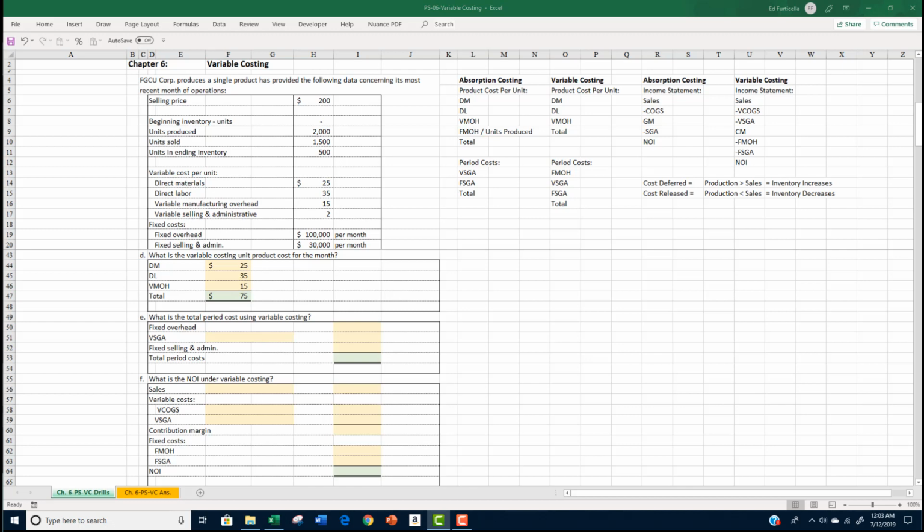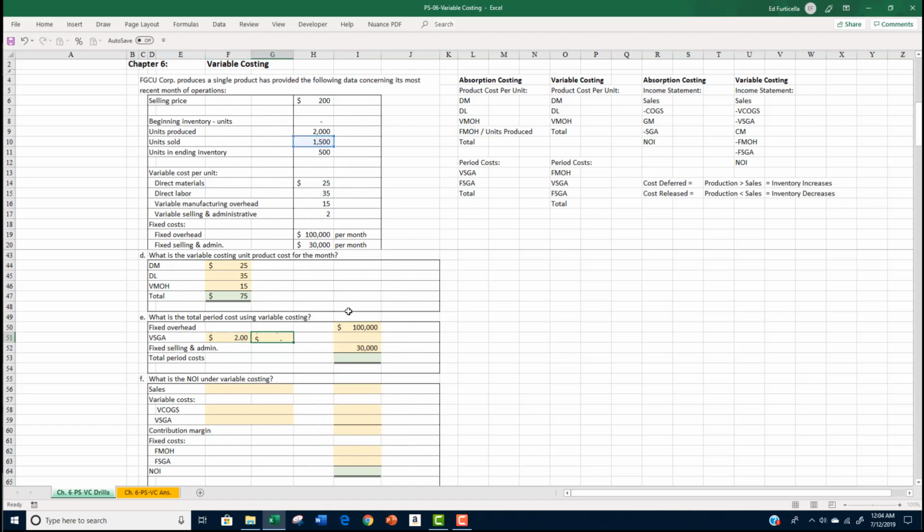Now let's determine the total period cost. The total period cost under variable costing includes all fixed overhead. So it will include the $100,000 of fixed overhead. It'll include all fixed selling, general, and administrative costs of $30,000. Plus, it'll include the variable SG&A of $2 per unit times 1,500 units sold for $3,000.